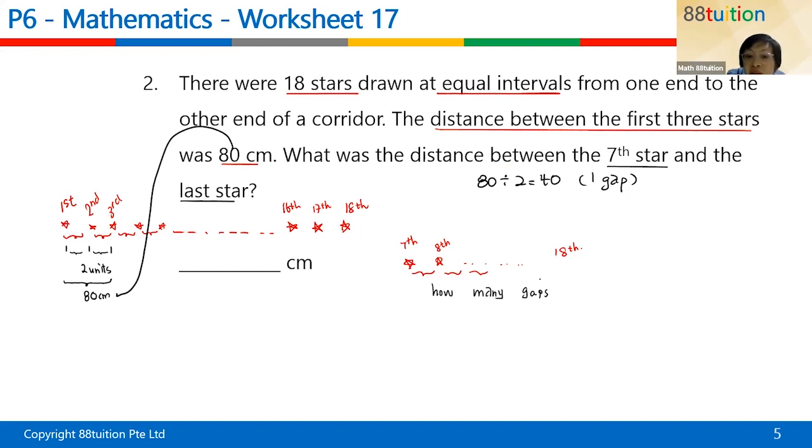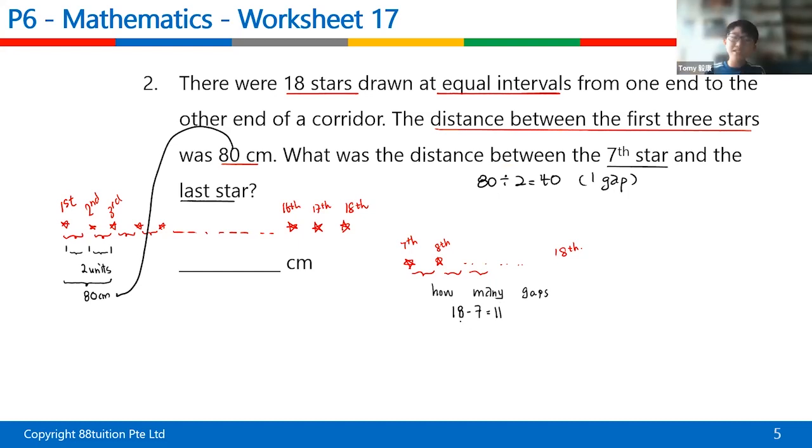Some say 10, some say 11. Yeah, most likely the 11 is actually from the suggested answer, not from your counting. Because in front there are 6 stars, so you count from 7 to the 8, 9, 10, 11, 12, 13, 14, 15, 16, 17, 18. So you will have 11 gaps. So you minus the 7 stars in the front, you get your number of gaps.